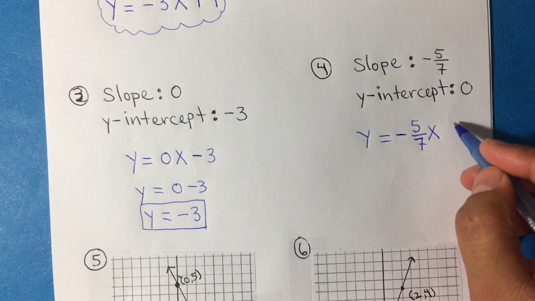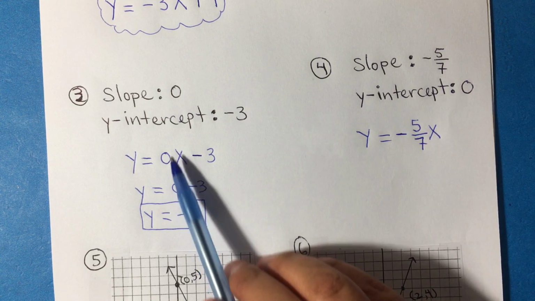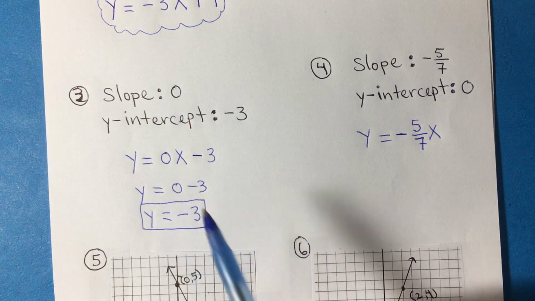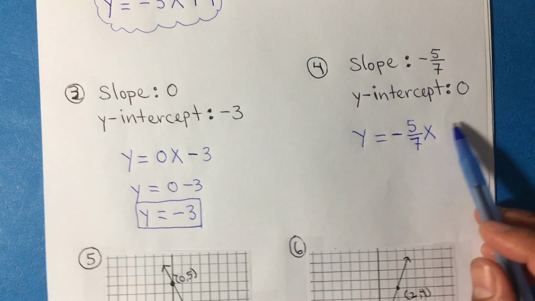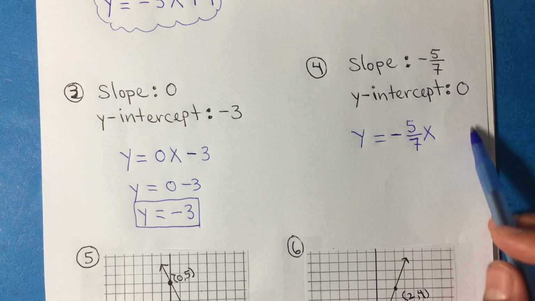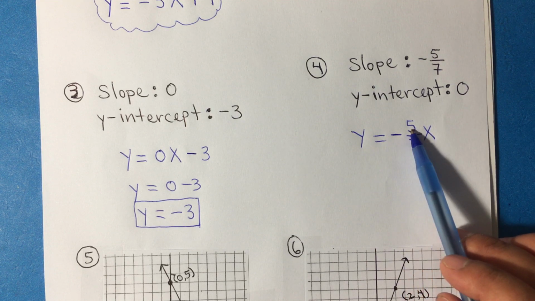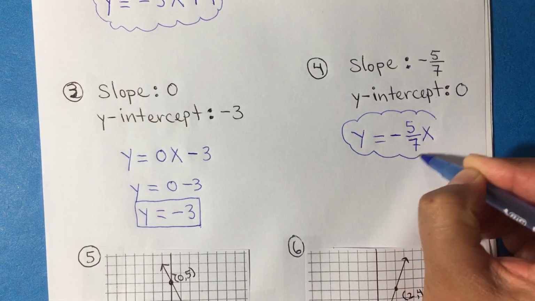And the y-intercept is +0. In reality, we don't write it down when it's 0. Just like in here, we don't have a slope, or the slope is 0, so it disappears basically, and it made the x disappear. In here, the only thing that we don't have is the constant. So we just have the equation y equals -5/7 of x. Okay, so this is our equation.